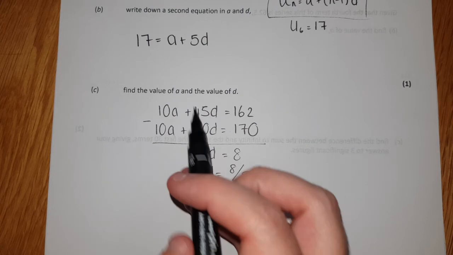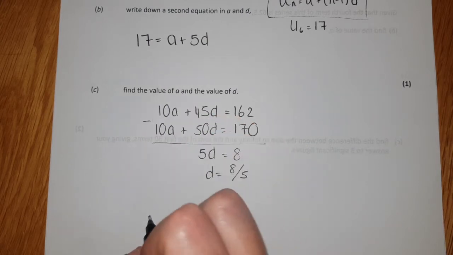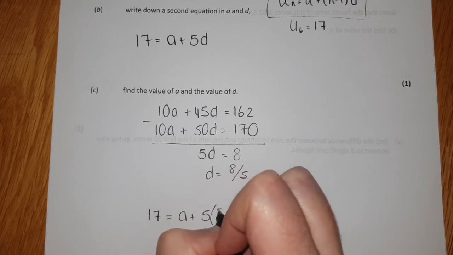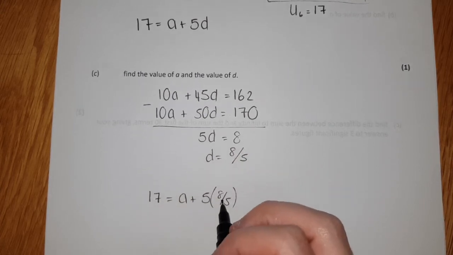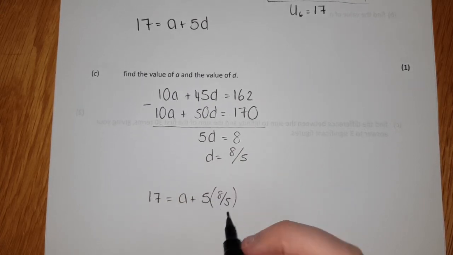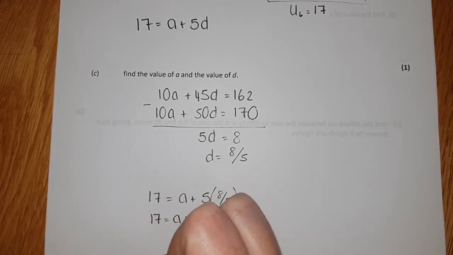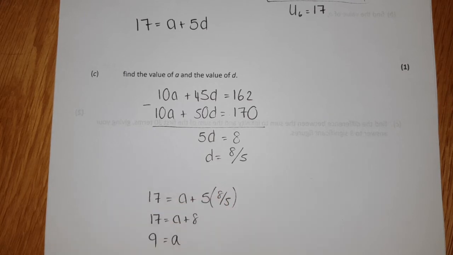And then I can plug that back into one of my equations. I'm going to use this one. So 17 is equal to a plus 5 lots of 8/5. If I do 5 times 8/5, I'm just going to get 8. So 17 is equal to a plus 8, in which case a is equal to 9. And that's it. Question 9 done.